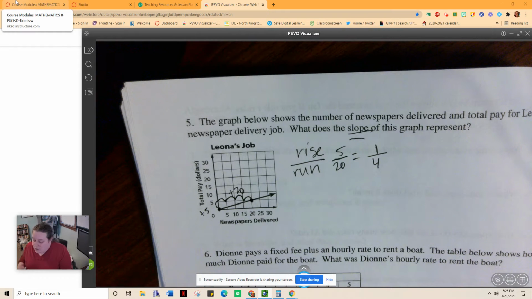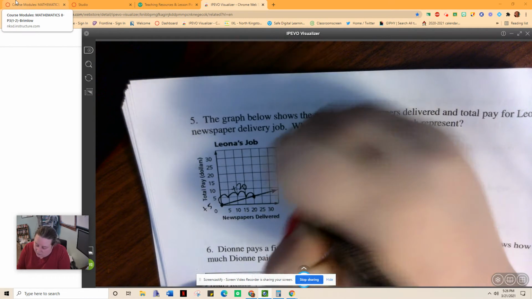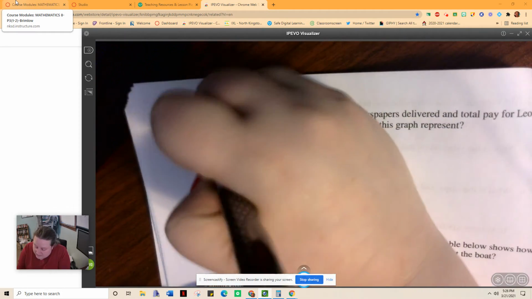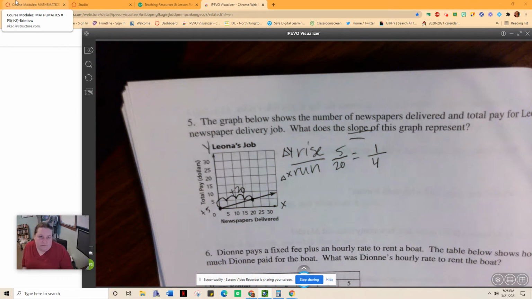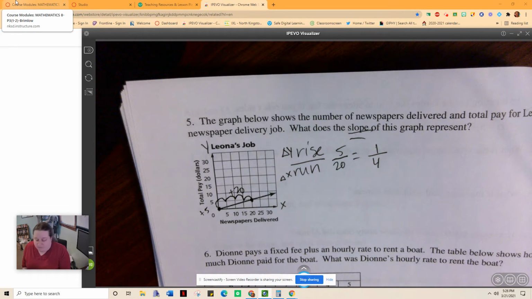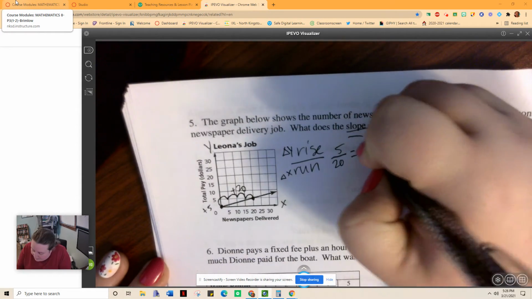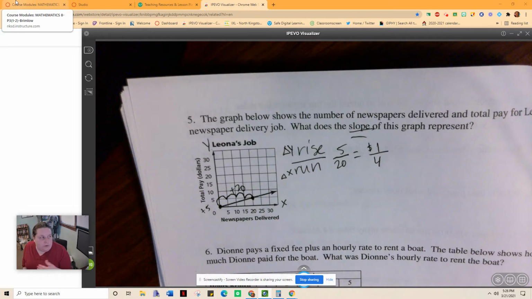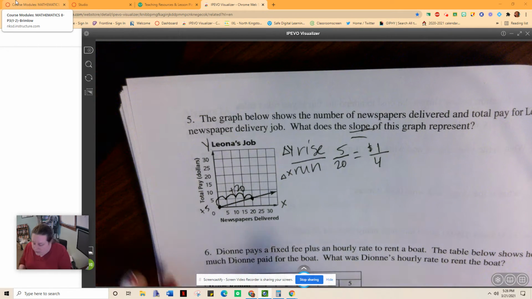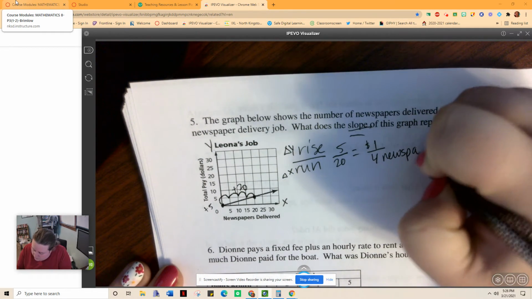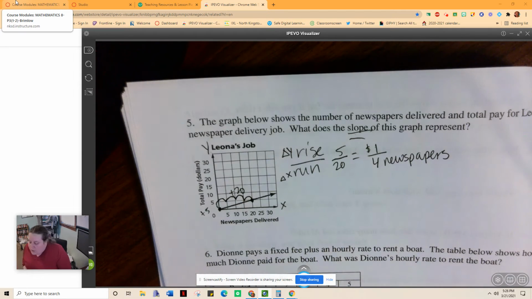Well, what does that mean? So I know my rise is the change in y and run is the change in x. This is my x-axis. This is my y-axis. All the information I need to find is right in this graph. So when I'm looking at my change in y, we were looking at the change in total pay. So that means I'm talking about dollars when I'm talking about y. So it's $1 for newspapers delivered. So for 4 newspapers. Okay. So this is the slope. Leona earns $1 for every 4 newspapers delivered.